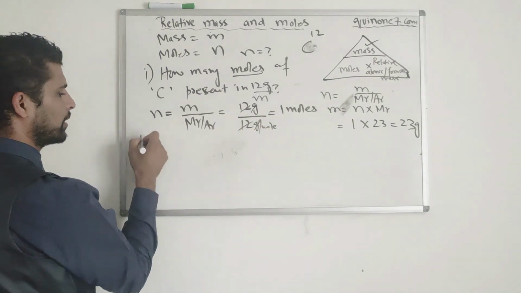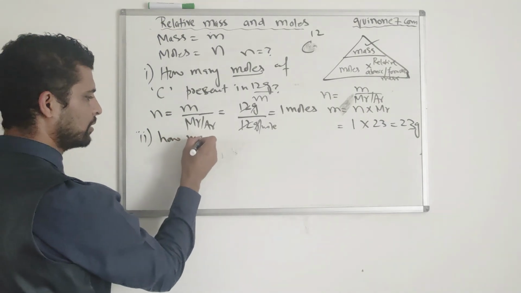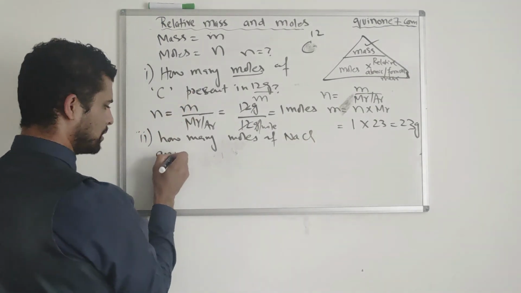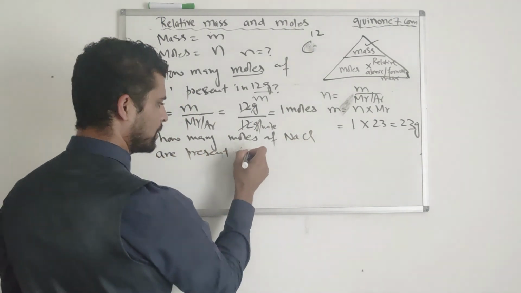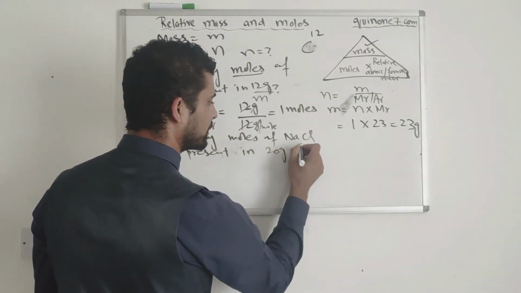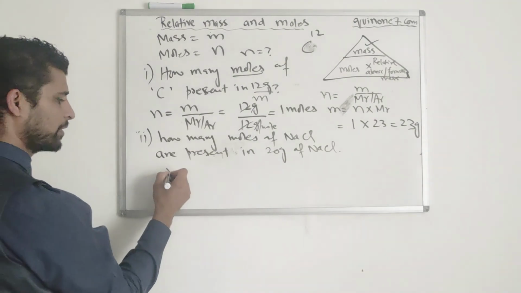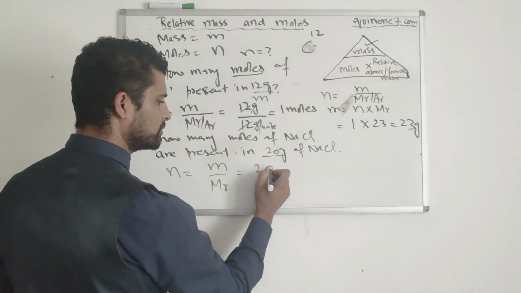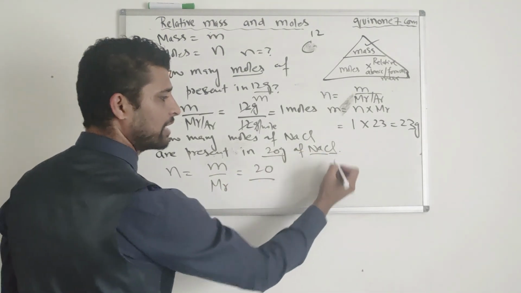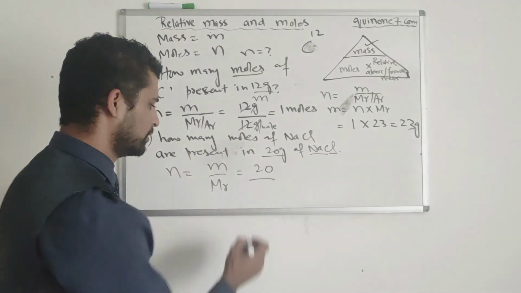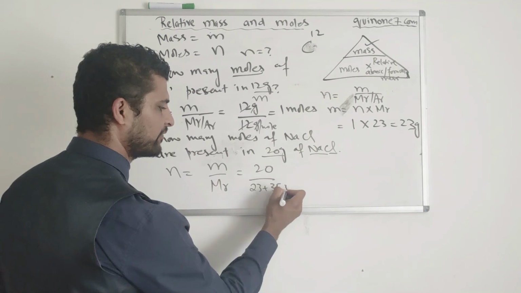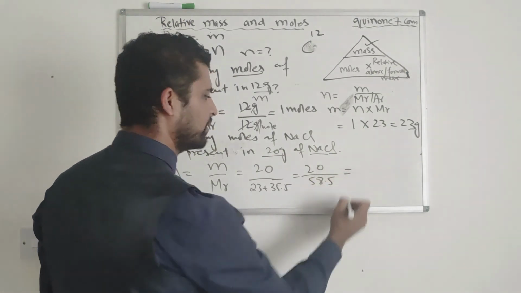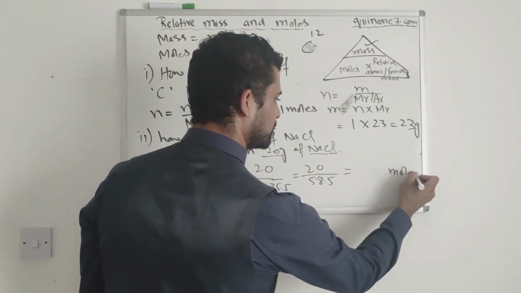If I say question number 2, how many moles of sodium chloride are present in 20 grams of sodium chloride, I will use the same equation. n is equal to m over Mr. m is 20 grams. Mr is the addition of sodium and chlorine, which is 23 plus 35.5 from the periodic table. You will get the answer 20 divided by 58.5, and whatever the answer is, it's going to be in moles.